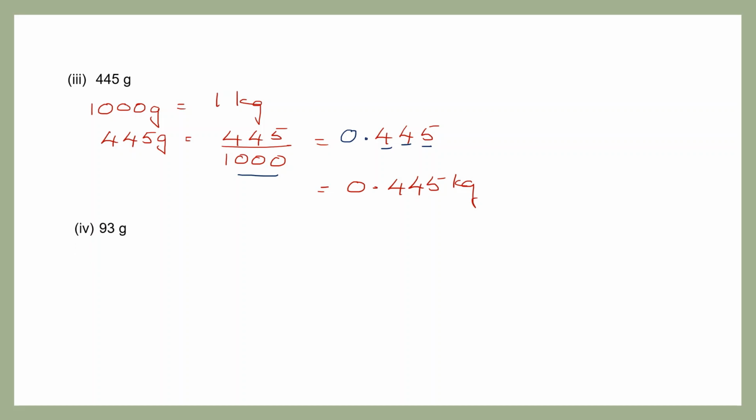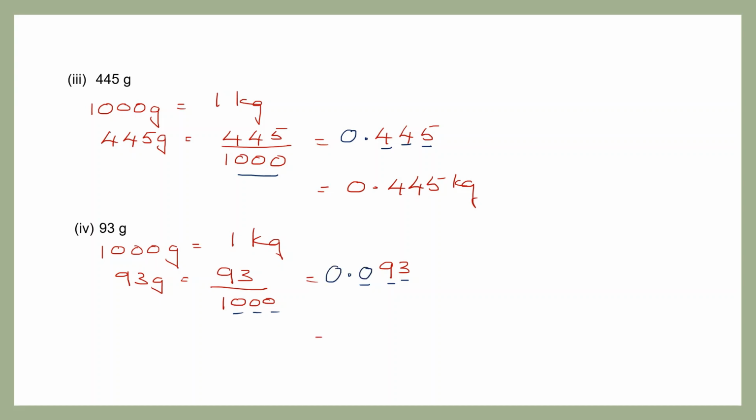Question 4. 93 grams converted to kilograms. So again we start with grams. 1000 grams equals 1 kilogram. Therefore 93 grams will be 93 divided by 1000. Now let's write 93 as a whole number. Look at the denominator. There are 3 zeros. So my point moves 3 places to the left. 1, 2, 3. Fill in this gap with a 0. So our final answer is 0.093 kg.